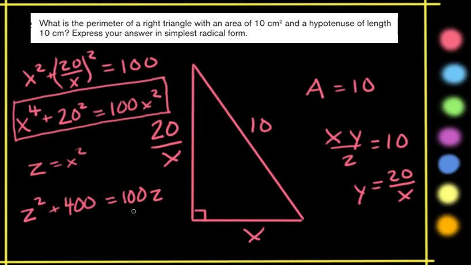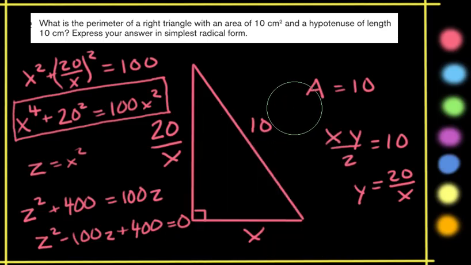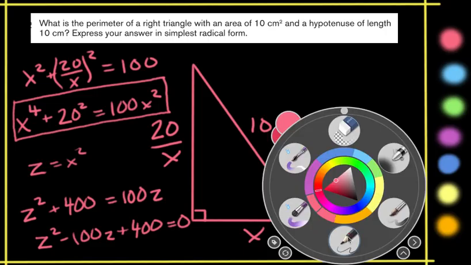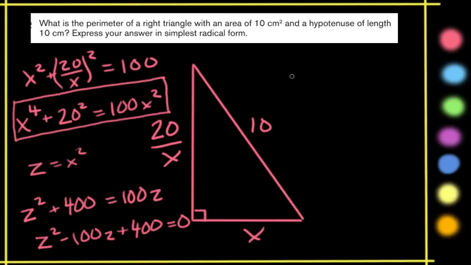And we can subtract 100z to get 0 on one side. So we've got z squared minus 100z plus 400 is equal to 0. And I don't think we're going to be able to factor this thing too easily. So maybe what we'll do is use the quadratic formula to solve for z. So let's do that. I'm going to make some room over here. We don't need those anymore. And let's grab ourselves a new color for fun.